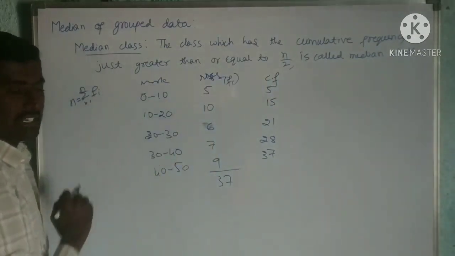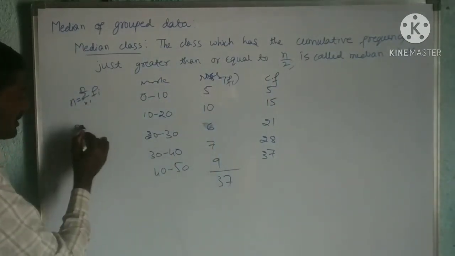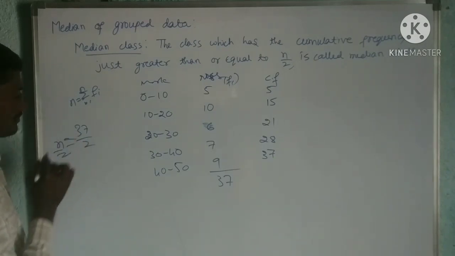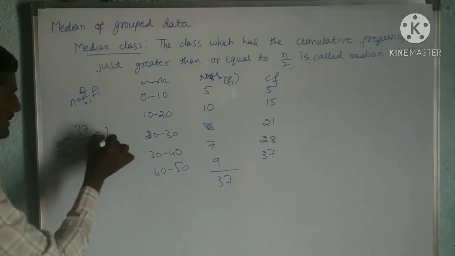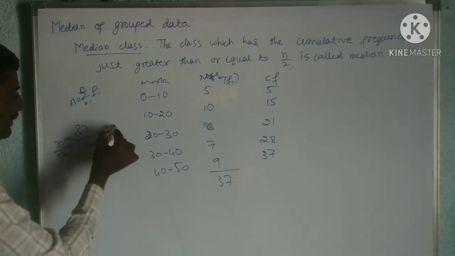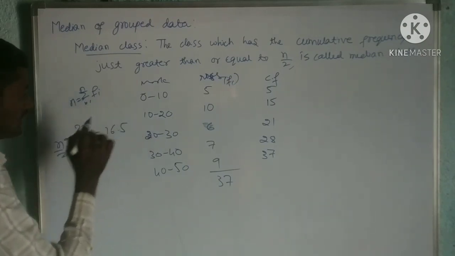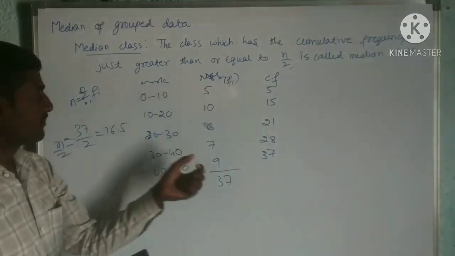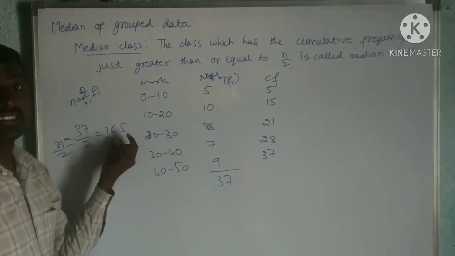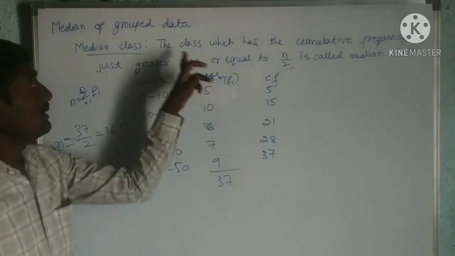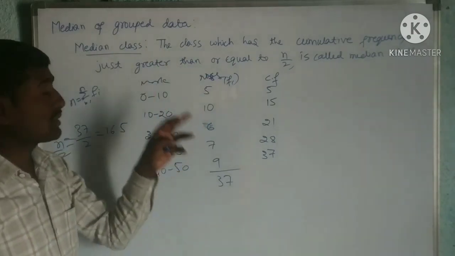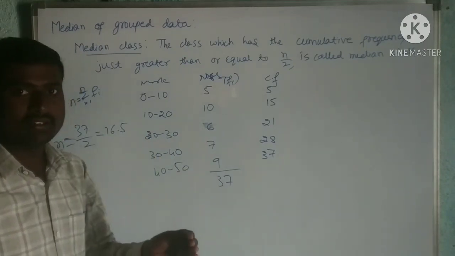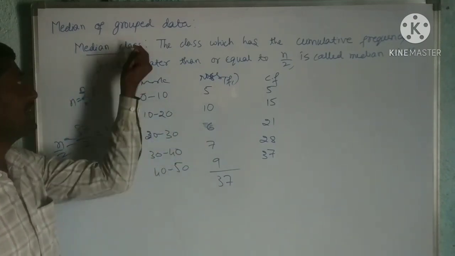Let us calculate n by 2. 37 divided by 2 is 18.5... that is, 16.5 is n by 2. For this data, I got n by 2 as 16.5. We first have to observe the median class. To find the median, first I shall observe the median class.